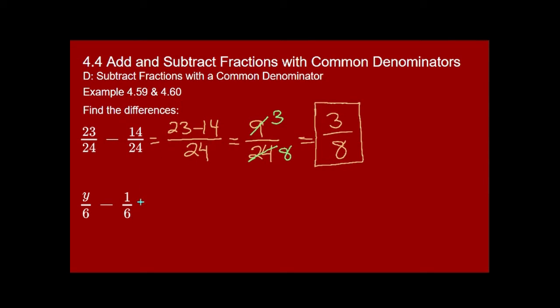Next one, y over 6 minus 1 over 6. So I'm going to subtract the numerators, y minus 1, and write it over the common denominator, 6. Now, can this be simplified like we did up here? No, because y is a variable, it has to stay there. So this is our final solution for this one, y minus 1 divided by 6. And you would just leave it like that.